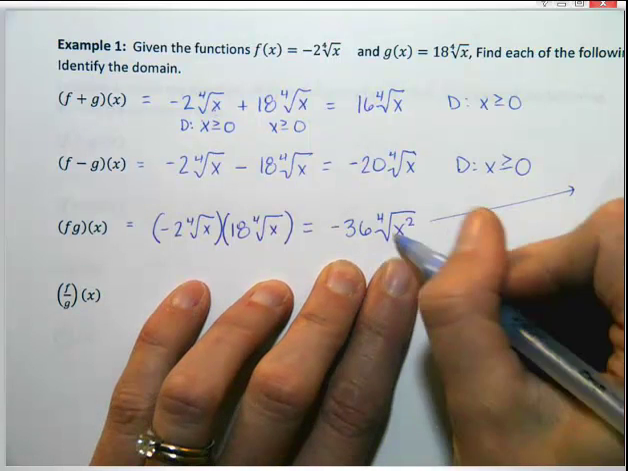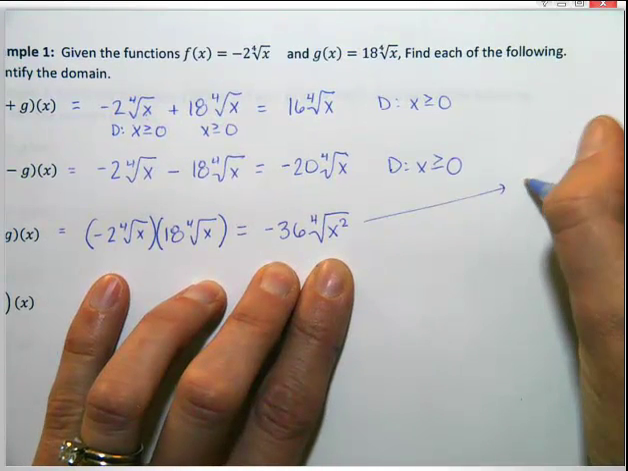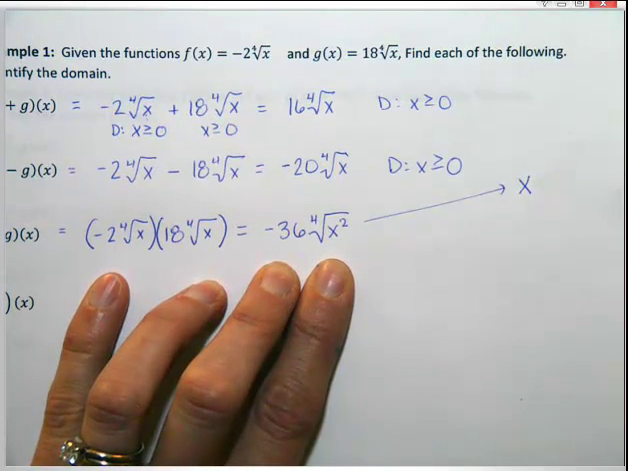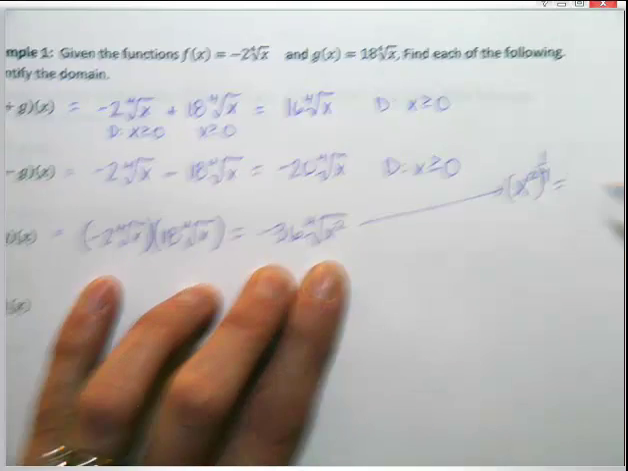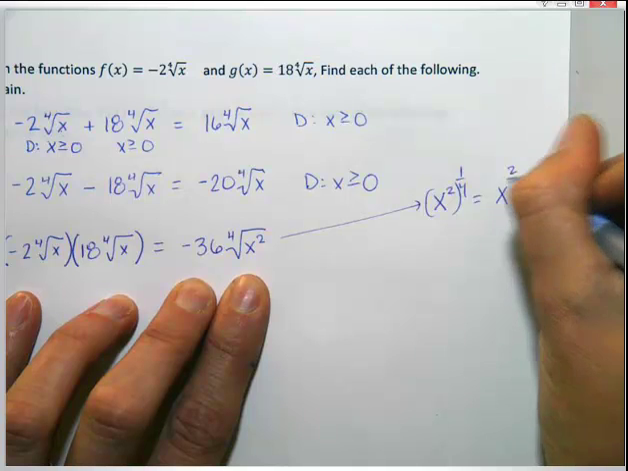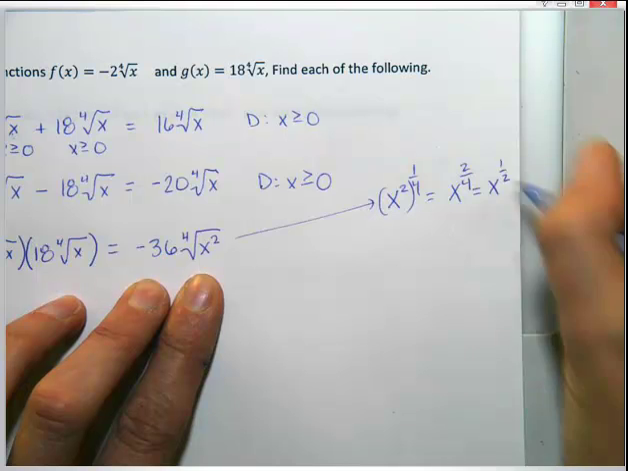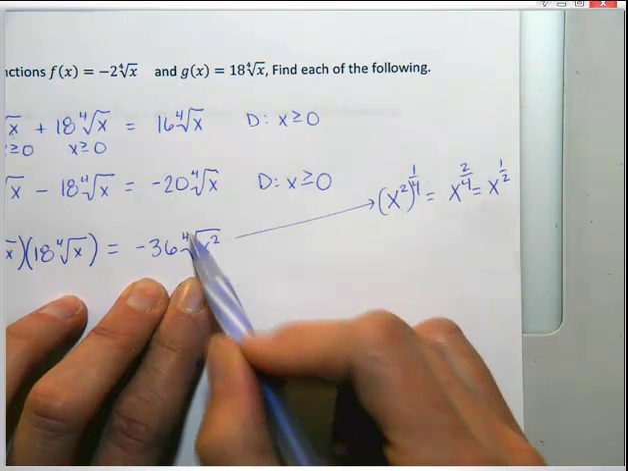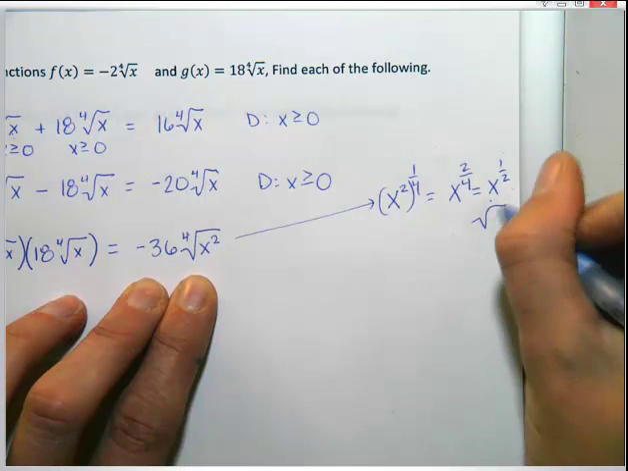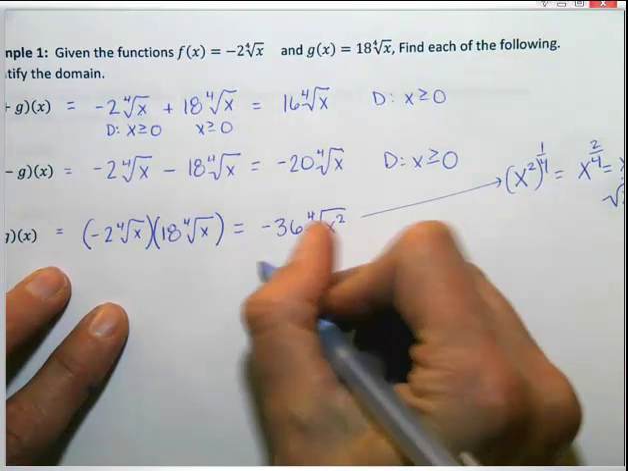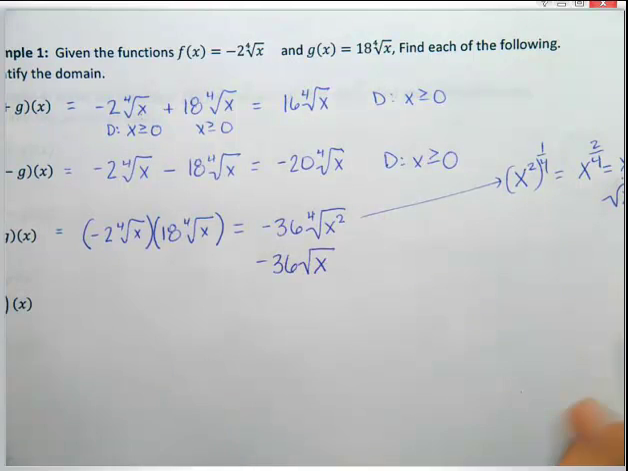Think about this x squared with a 4th root. It's really the same thing as saying x squared raised to the 1/4, which is the same as x to the 2/4, but 2/4 is the same as 1/2. And so what we have here, the 4th root of x squared, is really the same as x to the 1/2, which is just the square root of x. So we're going to come down here and simplify to negative 36 square root of x.